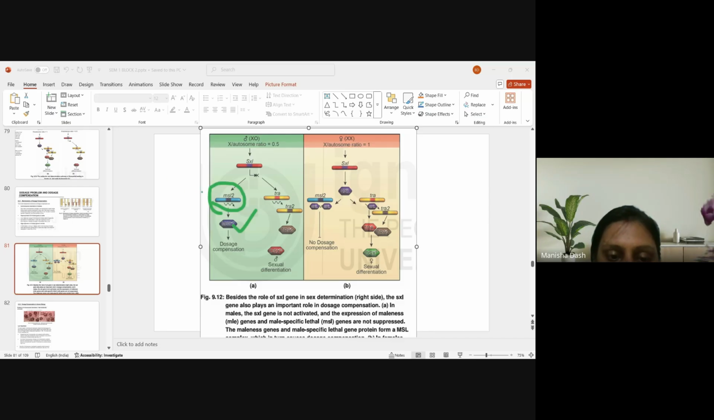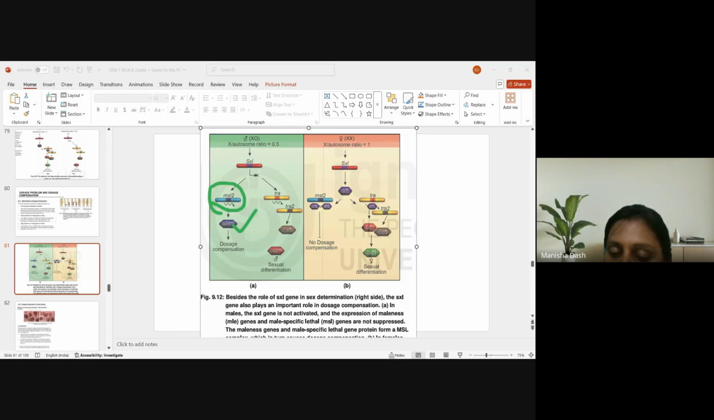Now if the ratio is 1, MSL2 is suppressed, or you can say degraded. There is no dosage compensation, meaning the X chromosome will not be hyperactively expressed. They will remain suppressed. So this MSL gene plays a role in dosage compensation.